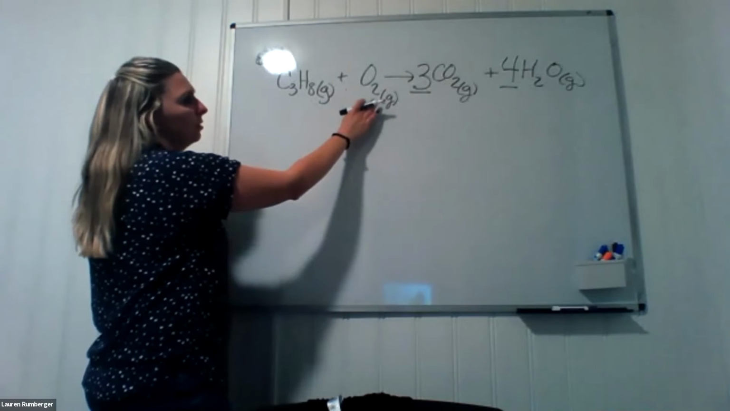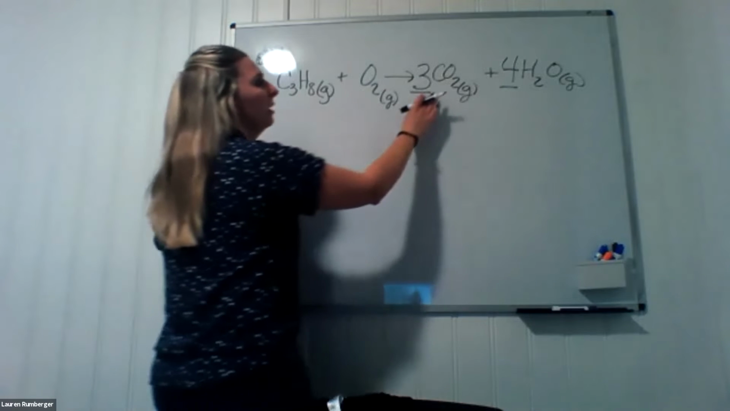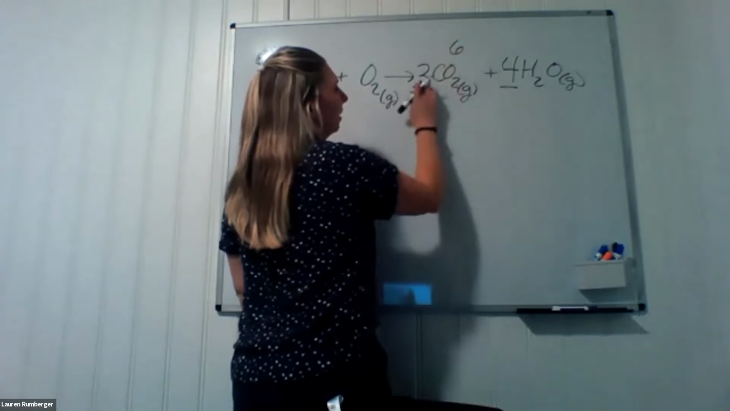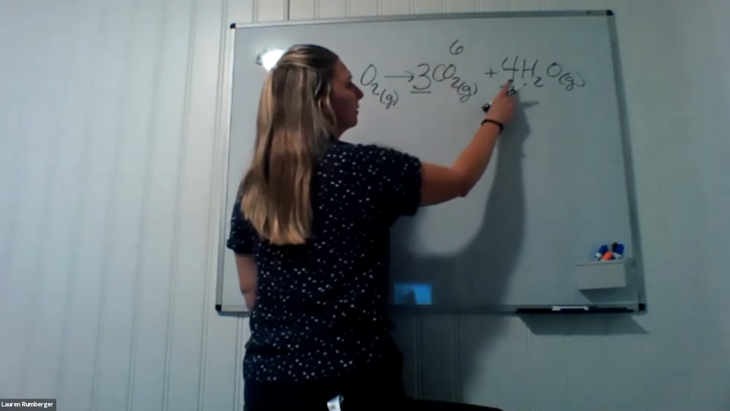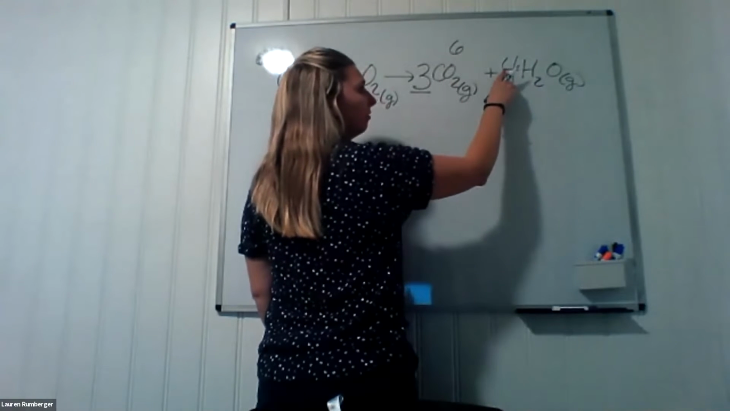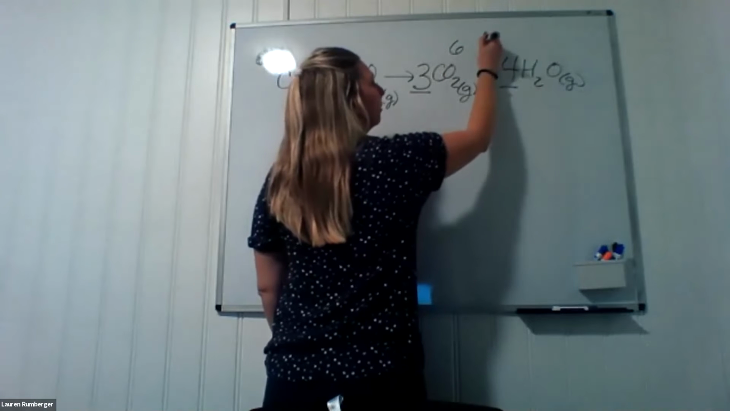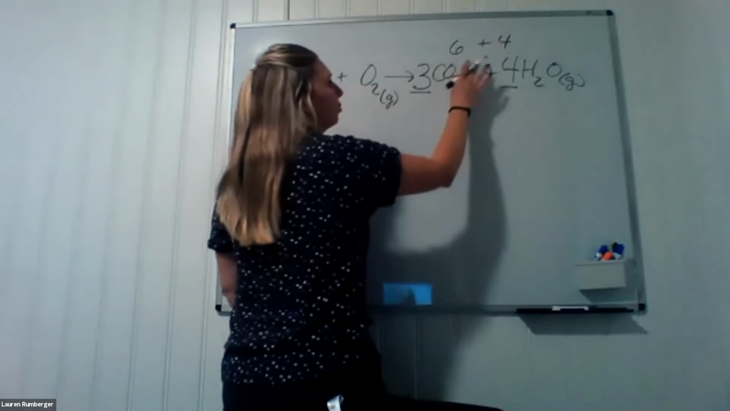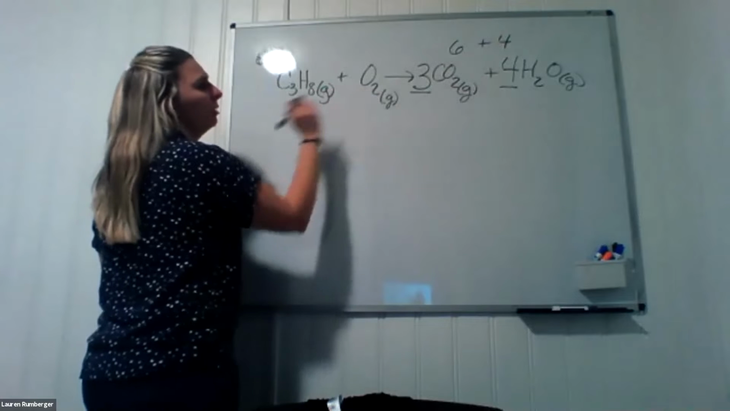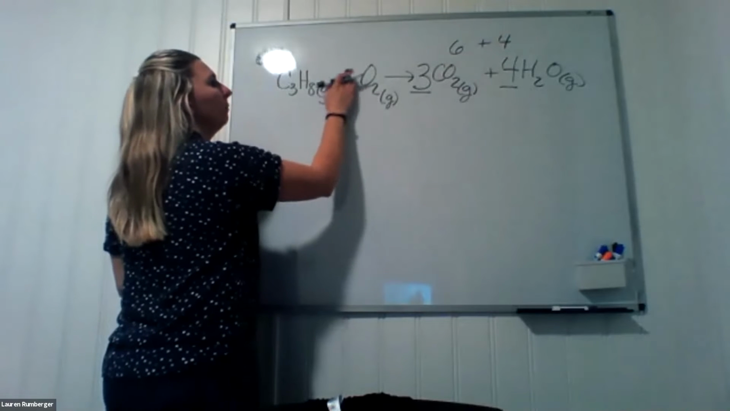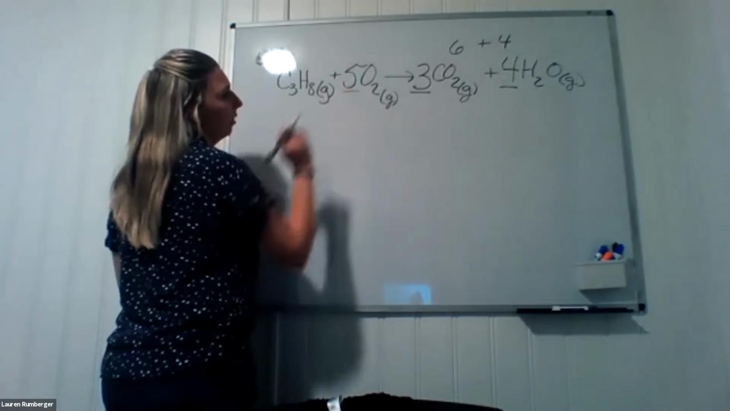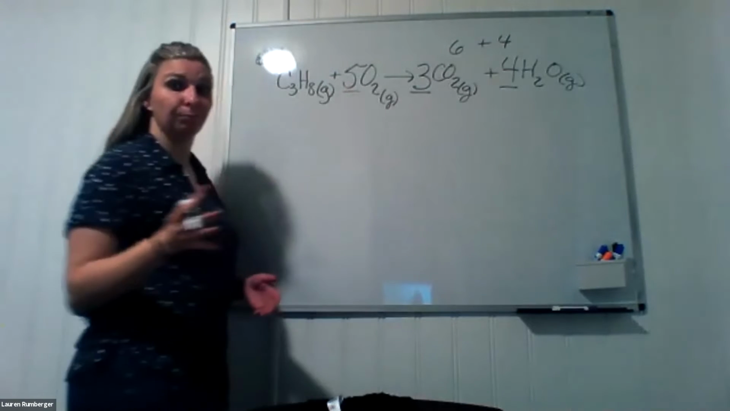There are 2 oxygens here on the left. Now there is 3 times 2 is 6 oxygens plus 4 oxygens here. Remember, this 4 gets distributed to give us a total of 10 oxygens on the right. We only have 2 here on the left. So I'm going to put a 5 in front of the oxygen.